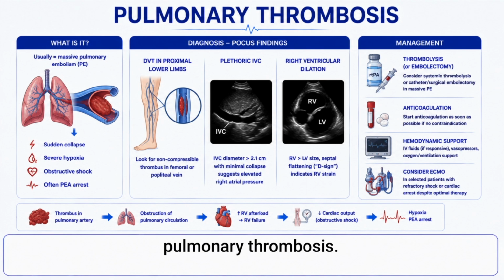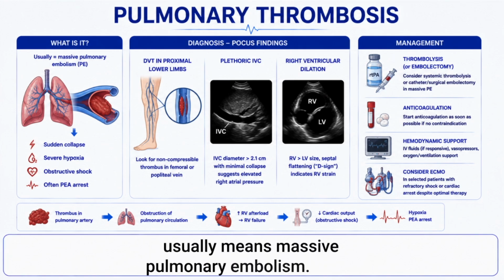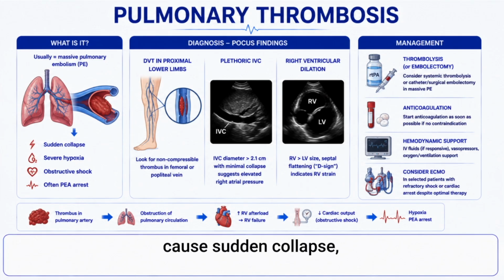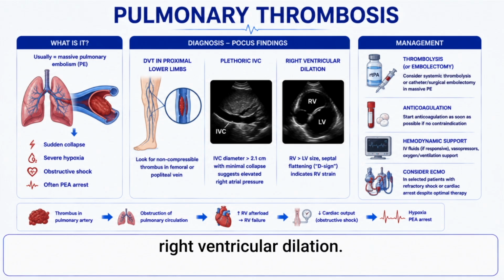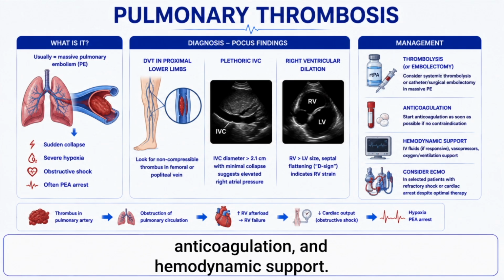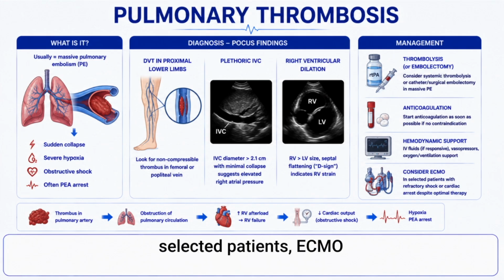Pulmonary thrombosis. Pulmonary thrombosis usually means massive pulmonary embolism. It can cause sudden collapse, severe hypoxia, obstructive shock, and often PEA arrest. POCUS may show evidence of DVT in the proximal lower limbs and right ventricular dilation. Management may include thrombolysis or embolectomy, anticoagulation, and hemodynamic support. In selected patients, ECMO may be considered.